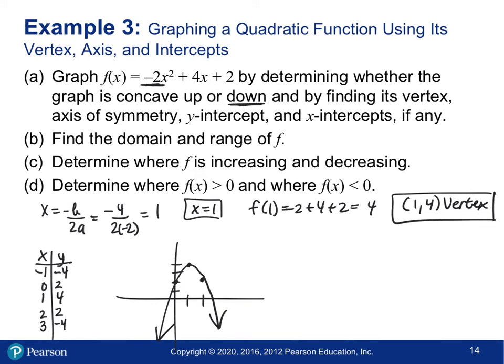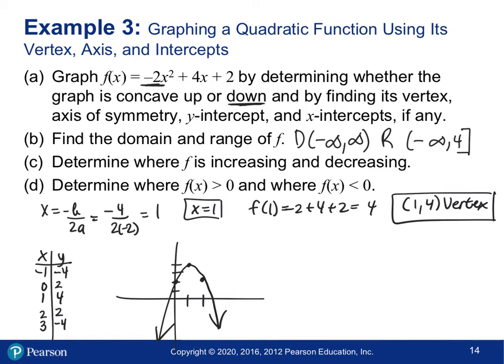Alrighty, so let's see. Domain is going to be all real numbers, so that's from -infinity to +infinity. Now the range, notice there's a top value of 4 and then it goes down, but we have to put it in order of the number line, so -infinity to 4. We do have a bracket because it does include the 4.